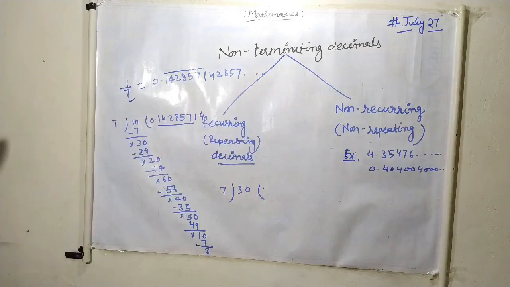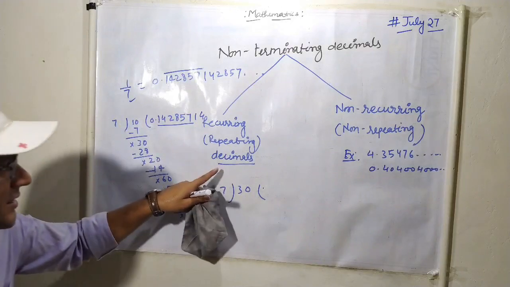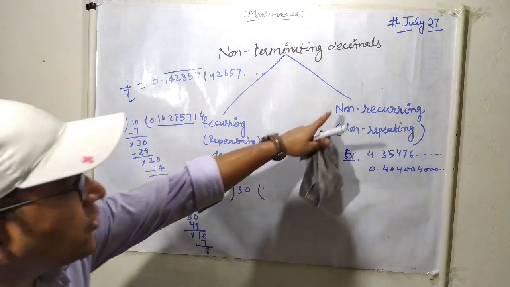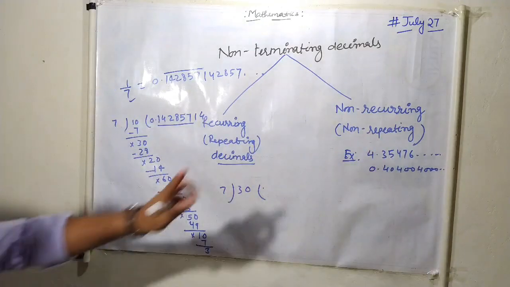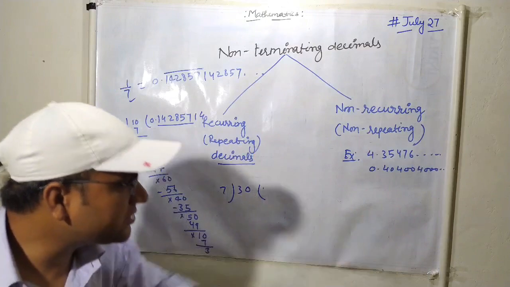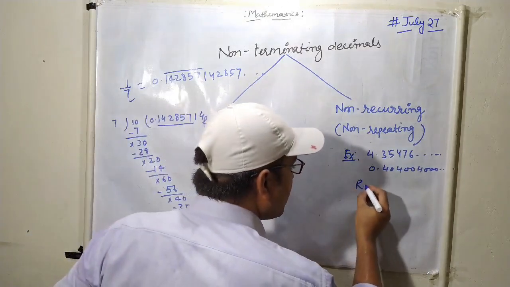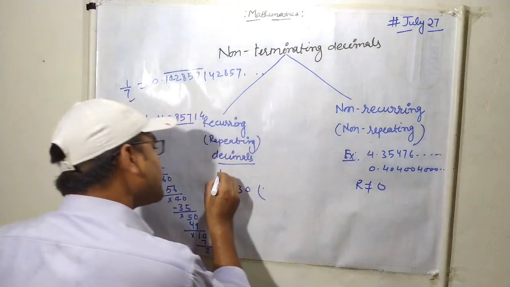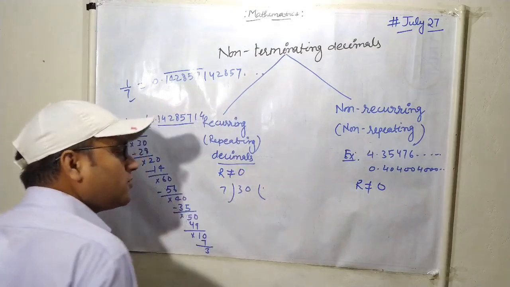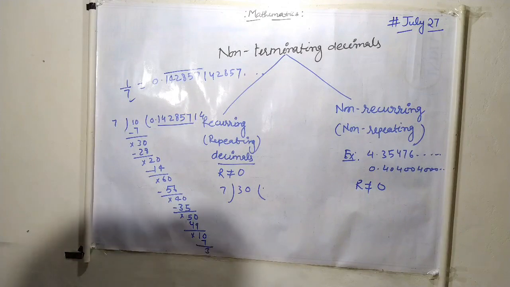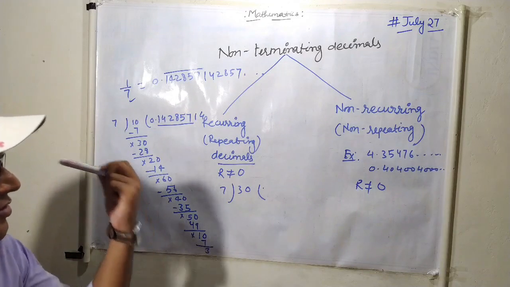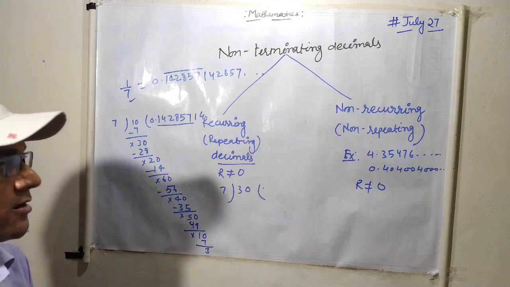Okay, so this is called a recurring, repeating decimal, and this is a non-recurring, non-repeating decimal. It means that it is not repeated, but division is not complete. In this case also, remainder is not equal to 0. In this case also, remainder is not equal to 0. So by revising these two, I'm going to do the remaining problems of your exercise, question number 2 and question number 3.